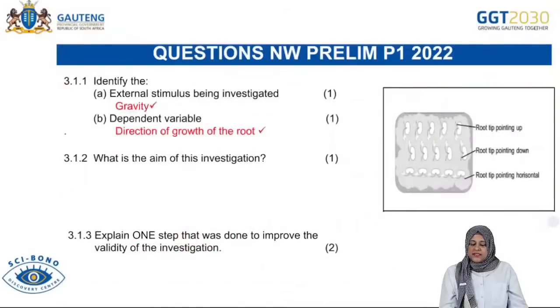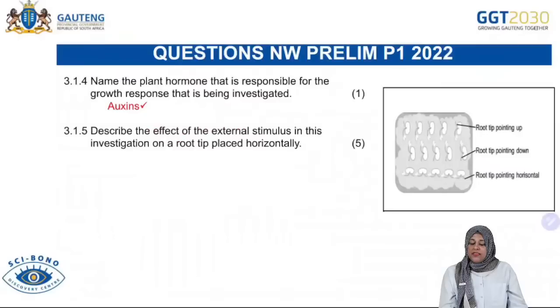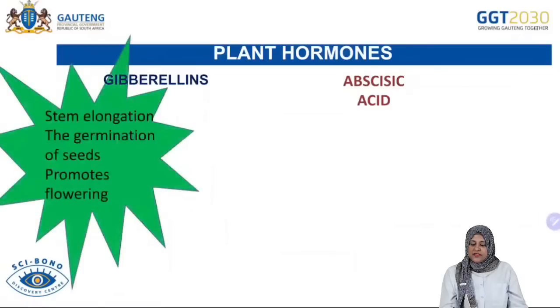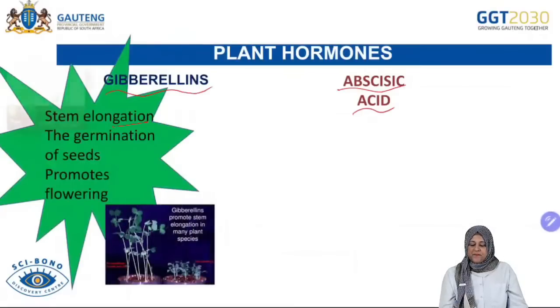Okay, I'm going to look at the other hormones that you need to know besides auxins. So as I said, you will look at the presentation and the worksheet. The other two hormones are gibberellins and abscisic acid. What are gibberellins for? Stem elongation, the germination of seeds, and it promotes flowering.